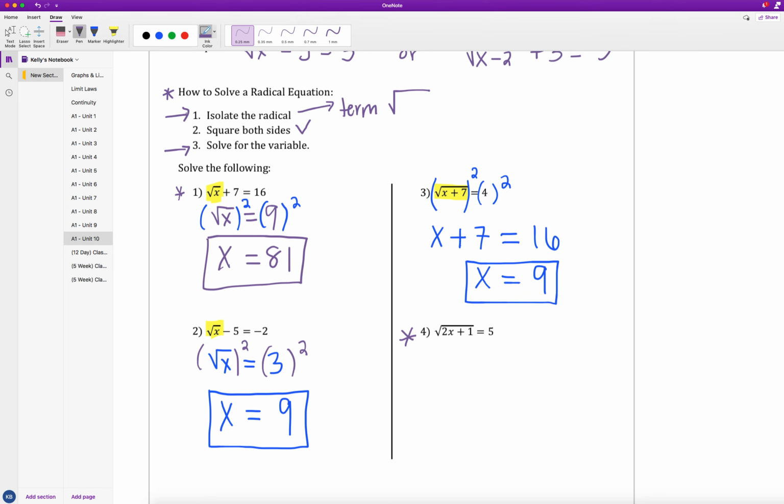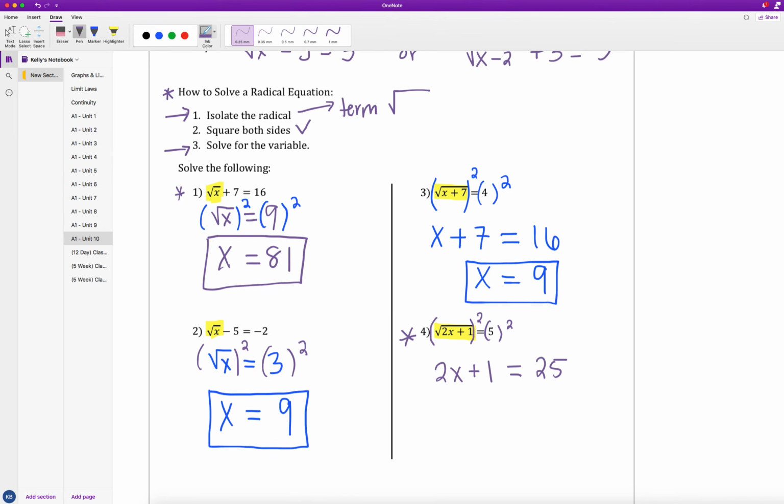So in this case, our radical is already isolated. The entire 2x plus 1 is underneath the radical sign, and that's the only term on the left-hand side. So right off the bat, we can go ahead and square both sides. That way, the radical sign will cancel with the square, and on the left side we end up with 2x plus 1, and then on the right side, we get equals 25.